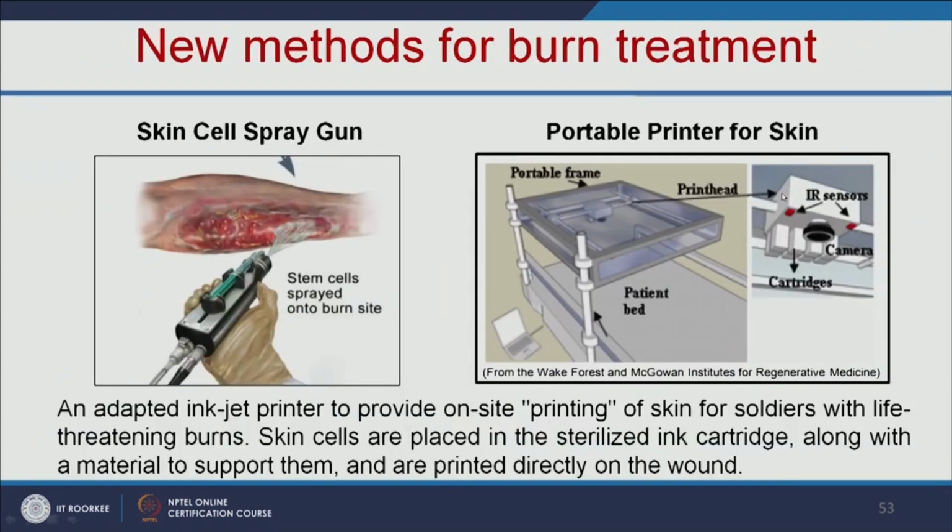Similarly, we can make the portable printer for skin. It is an adapted inkjet printer to provide on-site printing of skin for soldiers with life threatening burns. Here the skin cells are placed in a sterilized ink cartridge along with a material to support them and printed directly on the wound. So you can print the particular cells directly on the wound site.